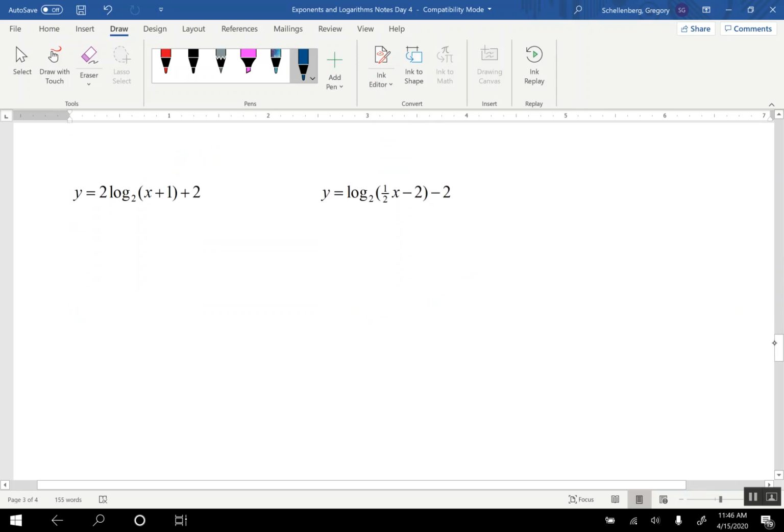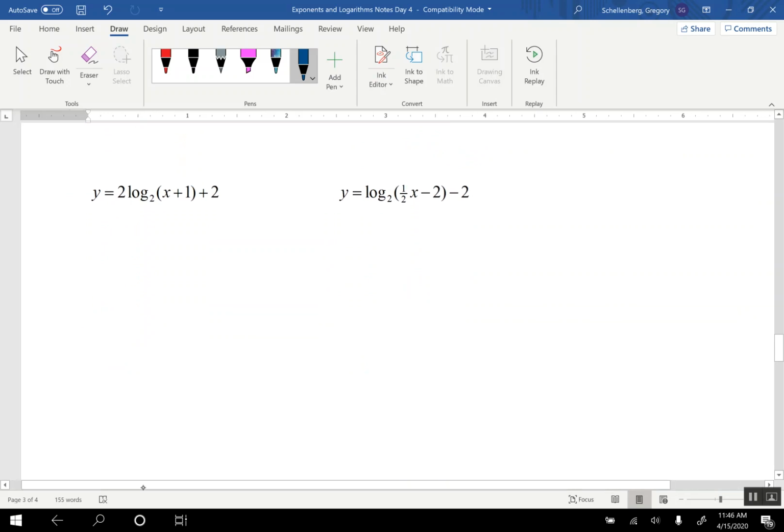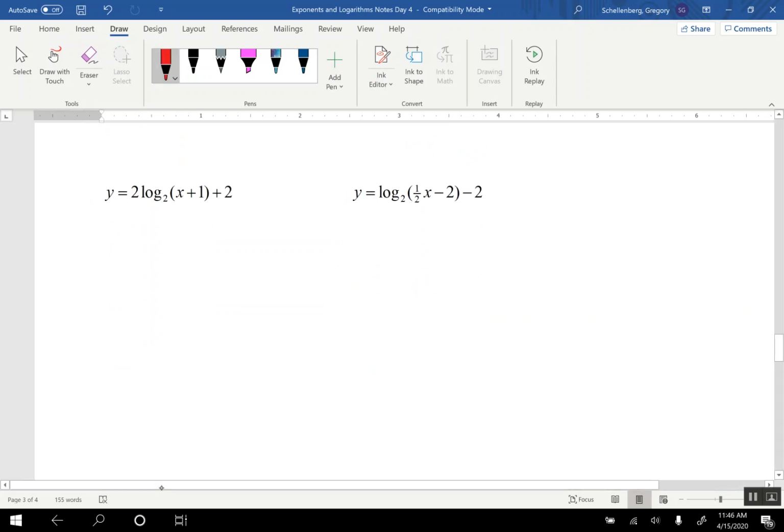Next one. Now we're multiplying the logarithm by 2, so we're going to have vertical expansion by a factor of 2. And we're going to have a shift of 1 unit to the left and 2 units up. It is that translation of 1 unit to the left that impacts our domain. Our domain, x has got to be greater than -1.